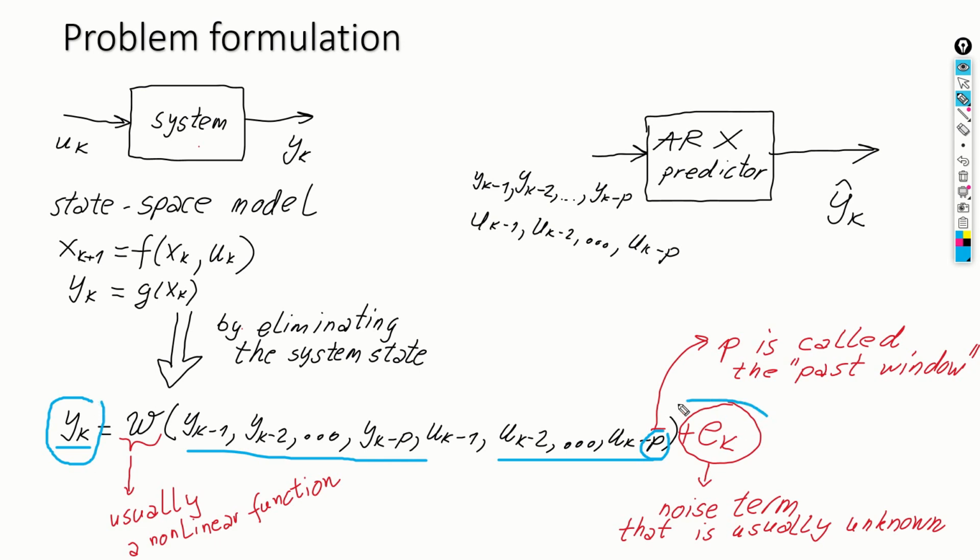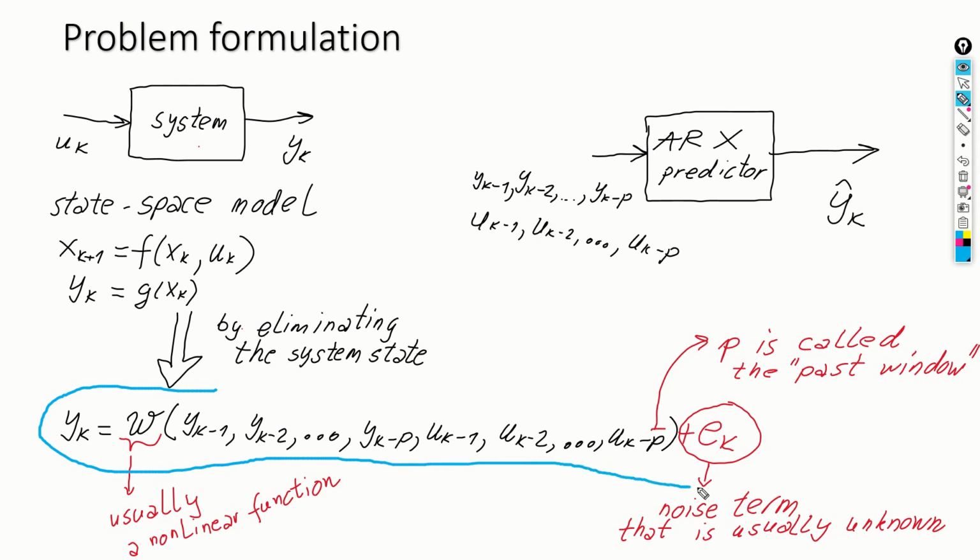Usually, we need to add a noise term. This noise term takes into account the measurement noise, and it also can take into account some model uncertainties. Why is this model called an ARX model?